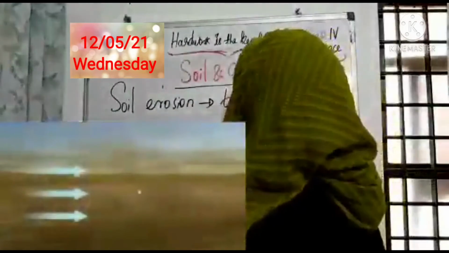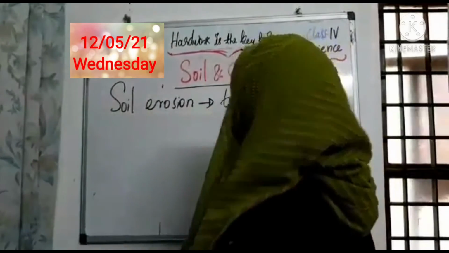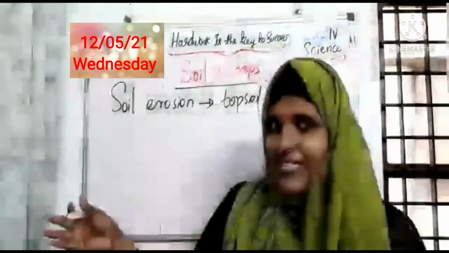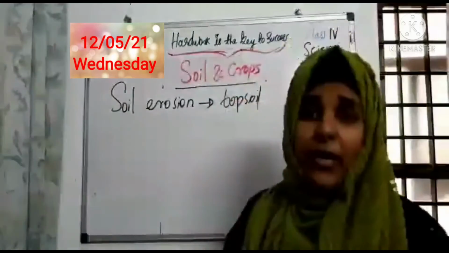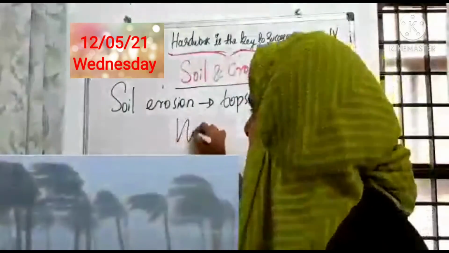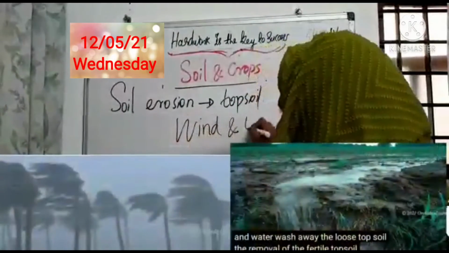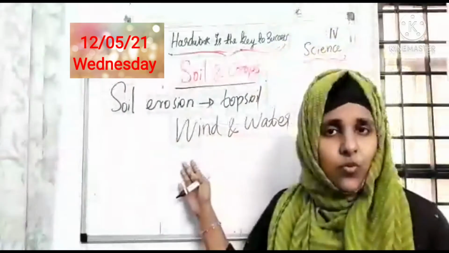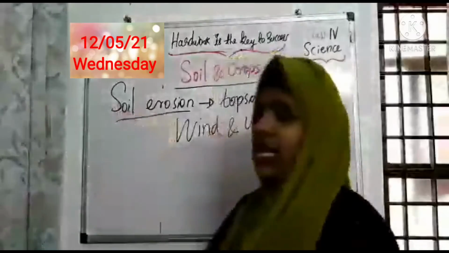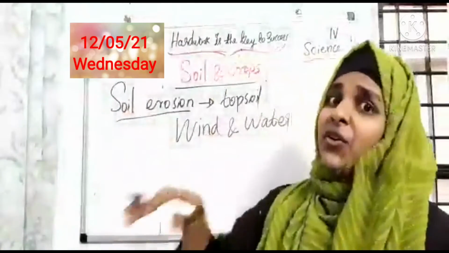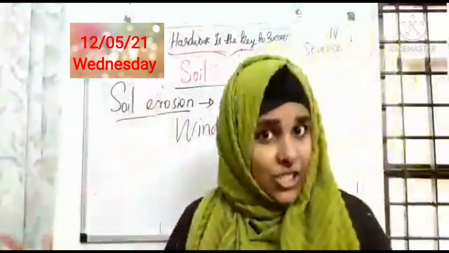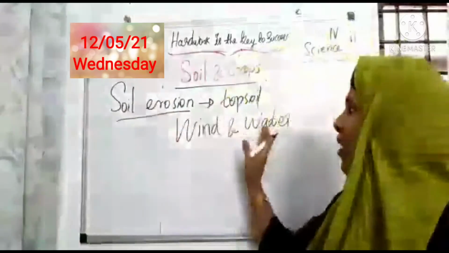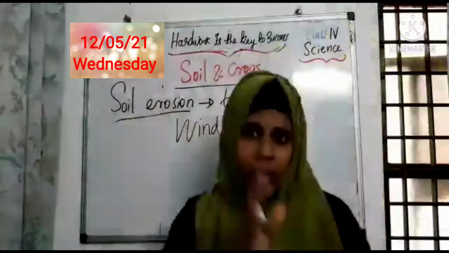Removal of topsoil, which is very fertile because it is rich in humus, right? Removal of topsoil by the action of wind and water. That process we call what, children? Soil erosion. So soil erosion is what? It is the removal of topsoil by the action of wind and water. That process we call soil erosion.